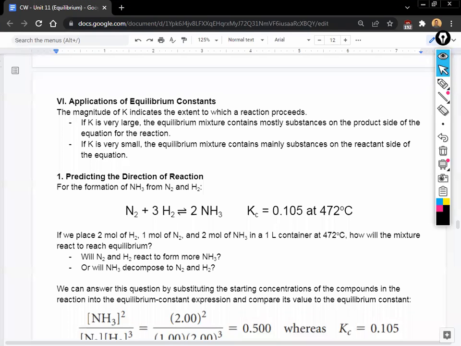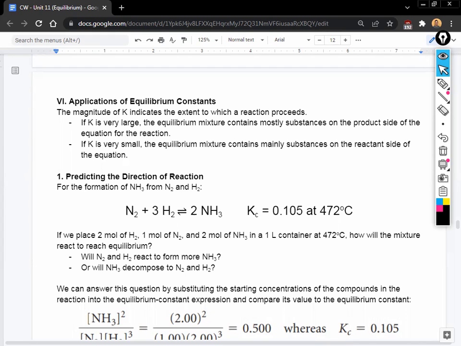All right, so let's talk about how we can apply equilibrium constants. If we have the value of the Kc, the equilibrium constant, we can determine a lot of things about the reaction. We've talked about this before, but the magnitude, or how big or small the number for K is, determines which direction the reaction wants to go.